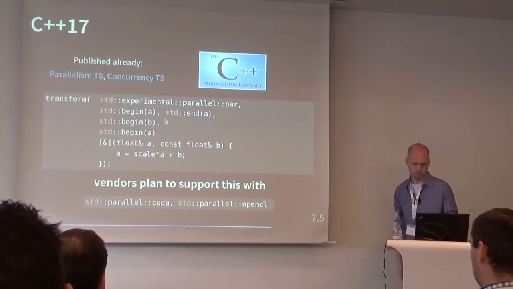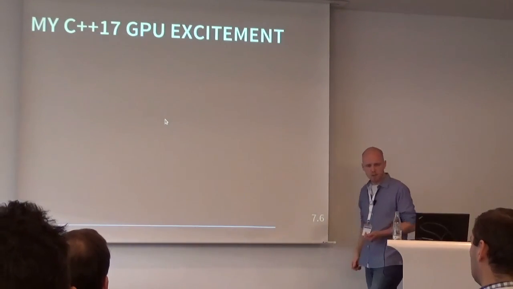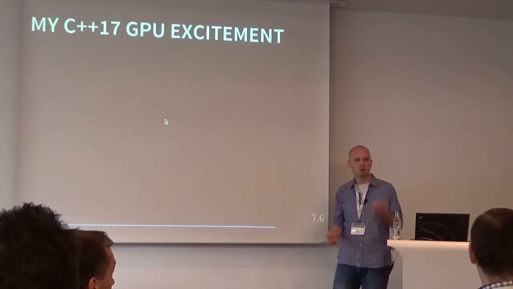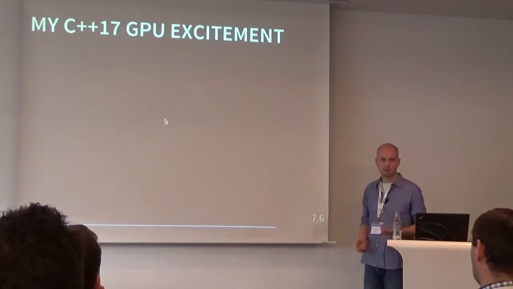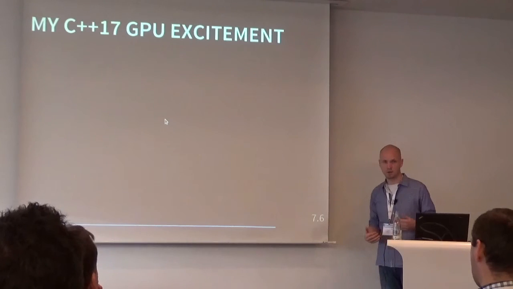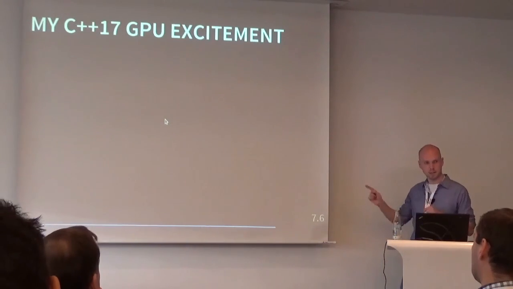So let's see. But actually, I'm not too excited about what I just showed you from the Parallelism TS, because again, it ignores the notion of discrete GPUs. I'm again subject, or victim, of an automatic mechanism to do the transfer, right? Which I don't want. I want to control it. So my personal excitement with C++17 is this.